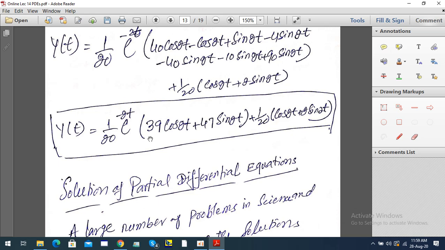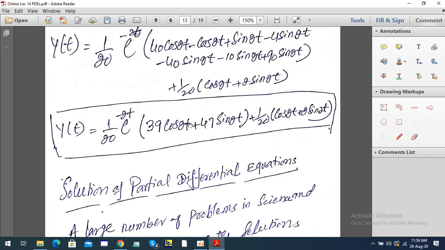Now 39 cos 2t, because we have 4 cos 2t minus cos 2t. So 39 cos 2t plus 47 sin 2t plus 1 by 20 cos 2t plus 2 sin 2t. Okay, we have minus 4 sin 2t plus sin 2t. So minus 4 sin 2t minus 10, so minus 50 sin, and minus 50 plus 90. So after simplification, we will just get 47 sin 2t. So now this is the solution.